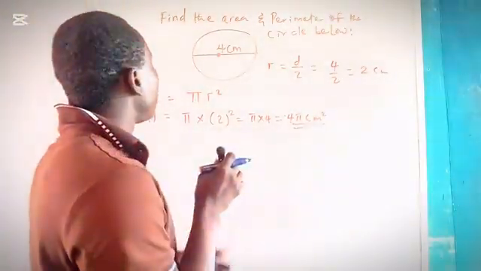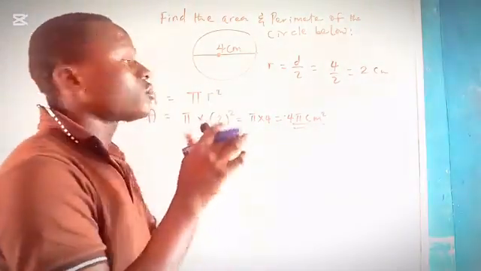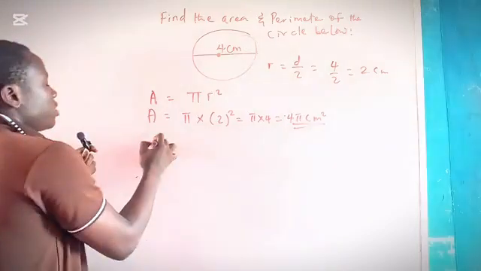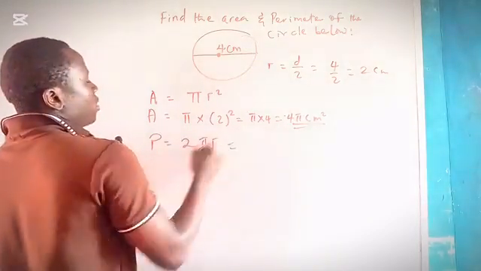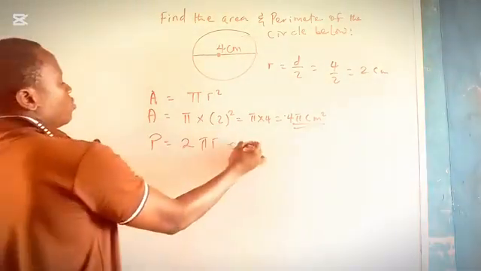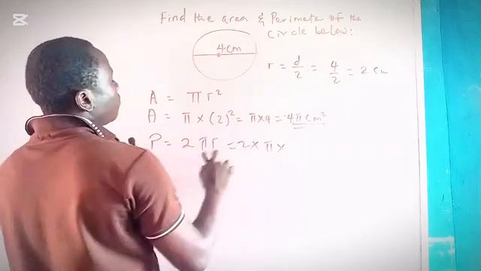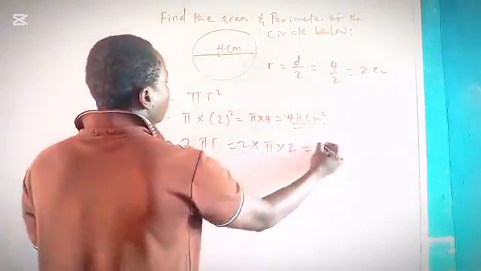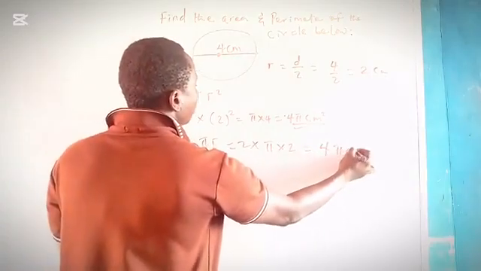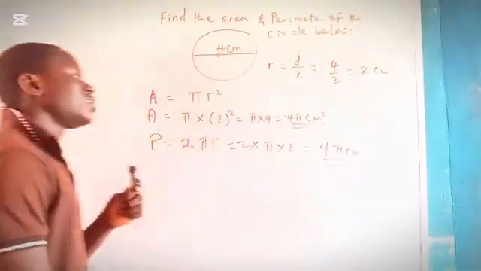Now we also have to find the perimeter of the circle, which also means circumference. Okay, so the perimeter of a circle is equal to what? 2 pi r. Are we together? So that will be 2 multiplied by pi. Then the radius is what? 2 centimeters. So 2 times 2 is equal to what? 4. So you have 4 pi centimeters. So that is the answer to the problem.